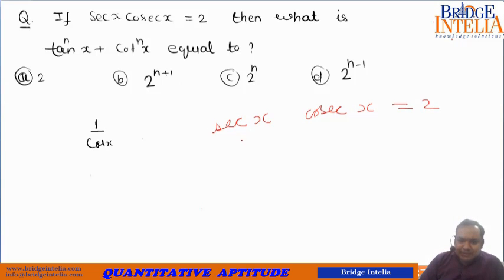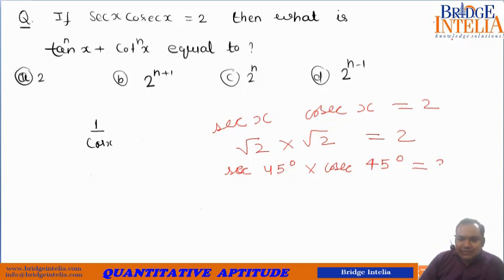So if you can simply understand, root 2 into root 2 is equal to 2. So root 2 is what? This is sec 45 degrees into cosec 45 degrees is equal to 2. So they were simply trying to convey a message to you that x is nothing but equal to 45 degrees. So once you have figured this out, things will become very, very easy for you.